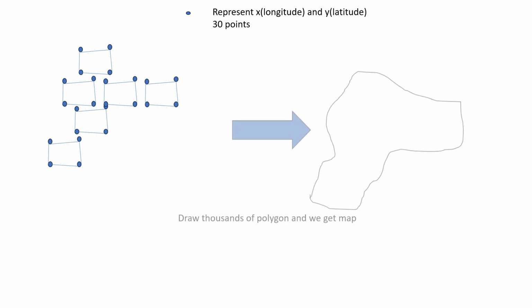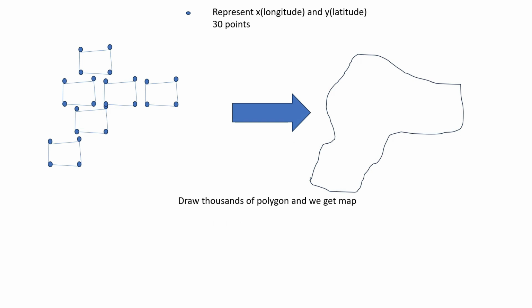I am creating here a polygon. It is called square, and I create a bunch of squares. If you observe, we will get this shape, and here we have 30 points. That means that we have 30 latitude and 30 longitude points, and based on that we get this shape.